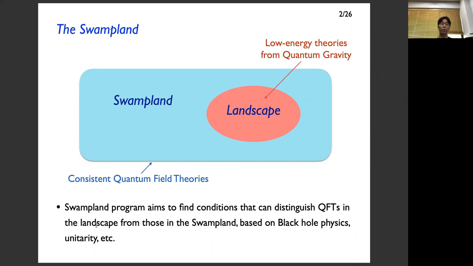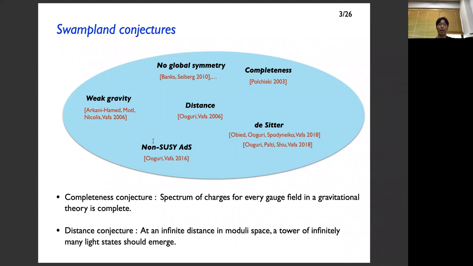The following are some main conditions in the current Swampland program. For example, the no global symmetry conjecture says that a consistent quantum theory of gravity cannot have global symmetry. The weak gravity conjecture says that among other forces, the gravity force should be the weakest force, and so on. All these conjectures and conditions are related to each other. I'll not explain the details of these conjectures, but among them, today I'll focus on the following two. One is the completeness conjecture. The other one is the distance conjecture.